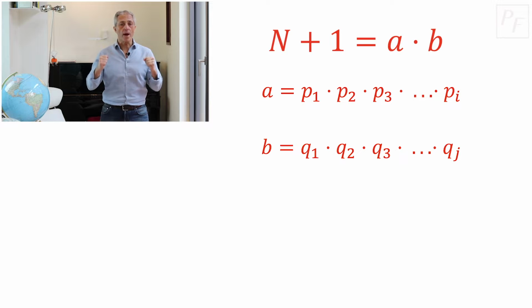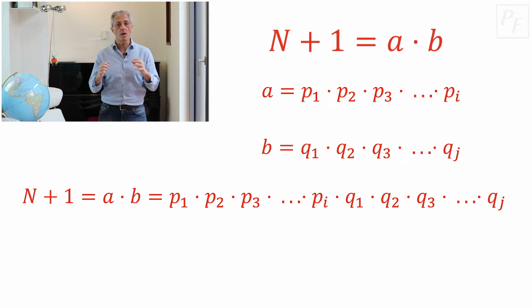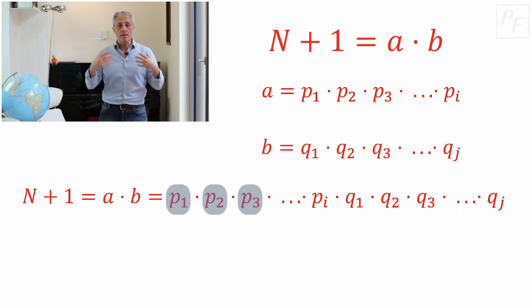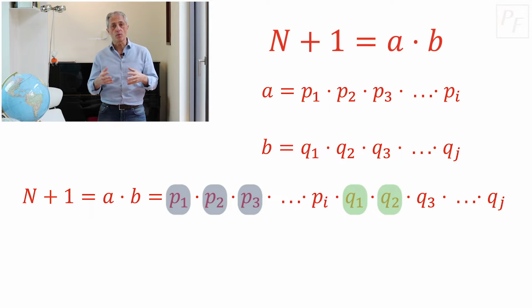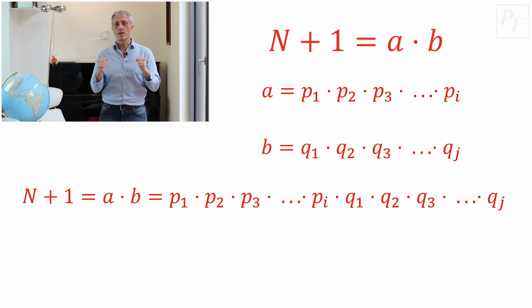Therefore, we can write that n plus 1 is equal to A times B, equal to p sub 1 times p sub 2 times p sub 3 times etc. times q sub 1 times q sub 2 times q sub 3 times q sub j. That is, we have been able to express n plus 1 as the product of prime factors.